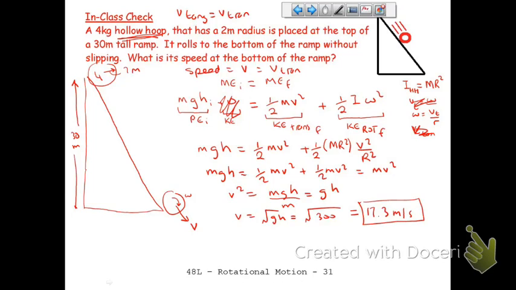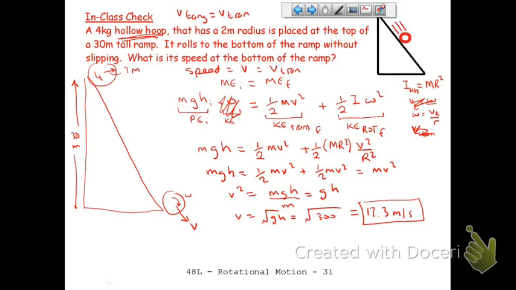So we recognized that there was conservation of energy. We recognized at the top there was only mechanical energy, there was no rotation, no translation, no springs, so it was just potential energy, mgh. And then at the bottom there was no longer any potential energy, but there was a half mv squared because of translational kinetic energy, and a half I omega squared because of rotational kinetic energy.